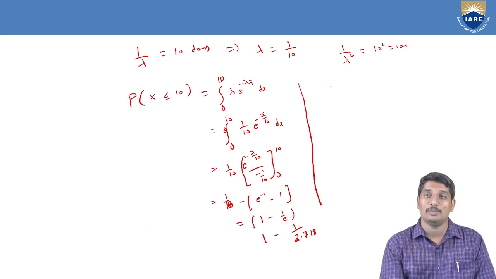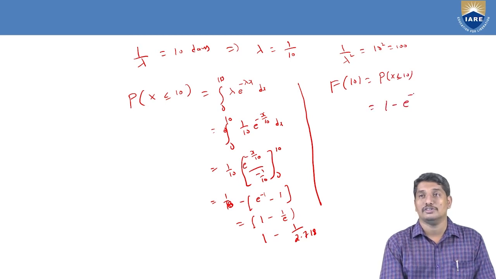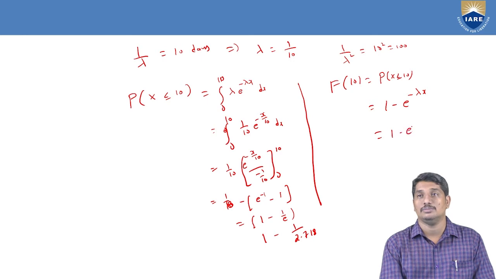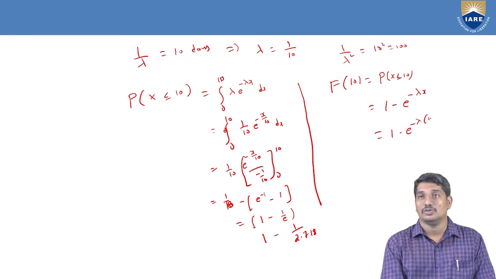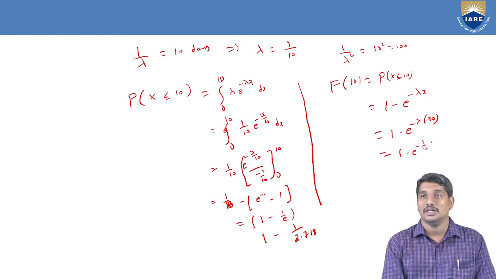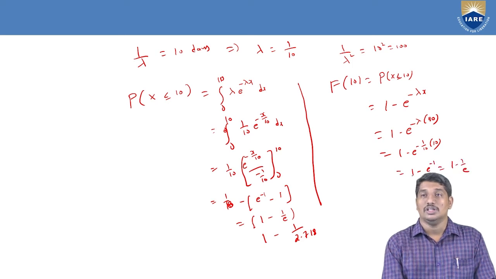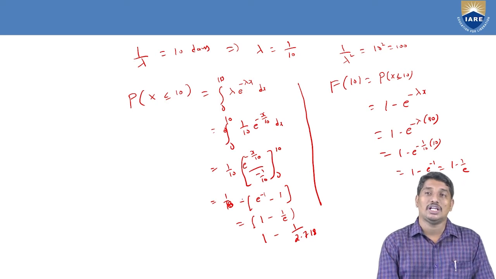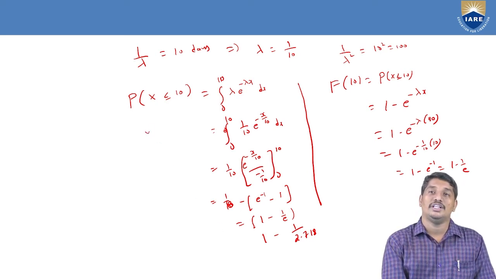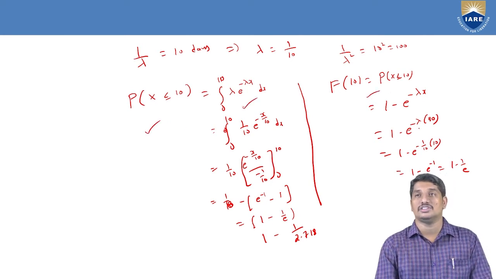Now let us do the same problem with the help of the distribution function. F of 10, that is P of X less than or equal to 10. According to the distribution function, it is 1 minus e power minus lambda x, that is 1 minus e power minus lambda into 10 days. Within 10 days they are saying, so it is 10. And 1 minus e power minus 1 by 10 into 10, that is 1 minus e power minus 1, that is 1 minus 1 by e. The same answer we are getting. So you can calculate the probabilities either by the density function or by the distribution function. Both will result in the same answer.